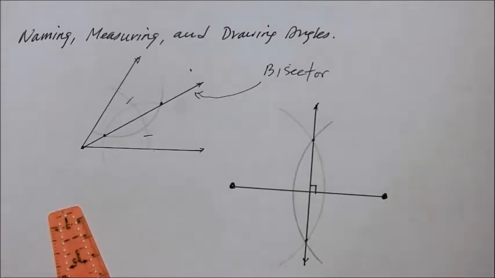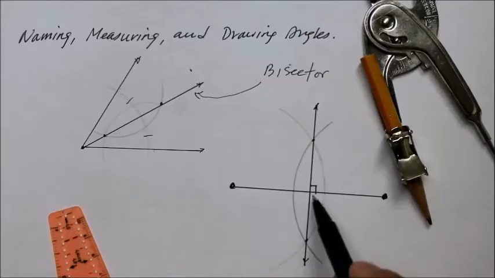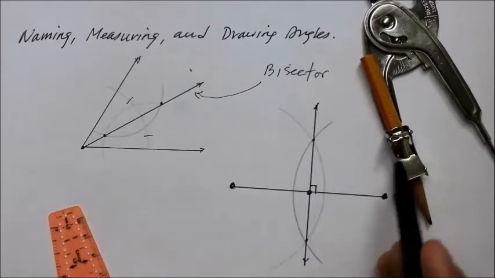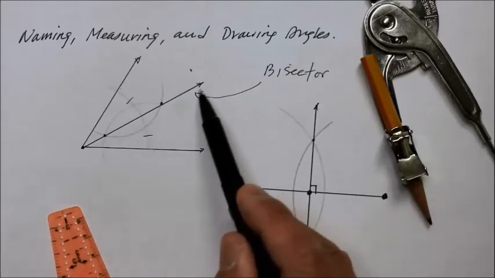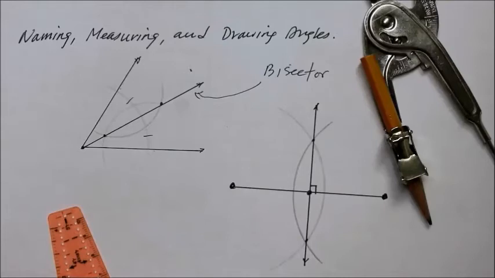Using a compass to find the midpoint and draw our perpendicular line, and using a compass to bisect a given angle. Get some.